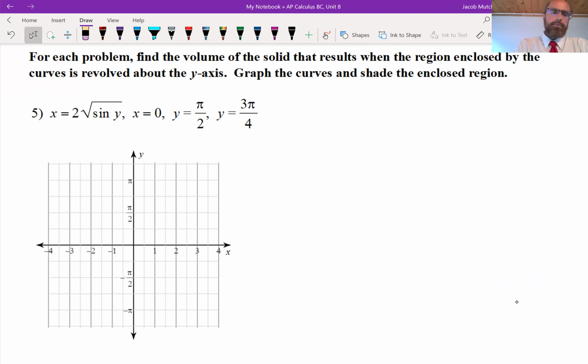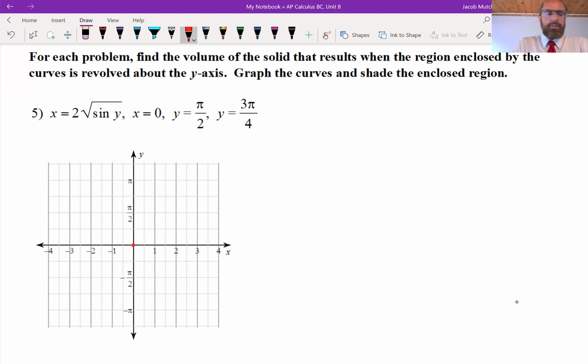Let's graph this relation to begin. So again, I just want to choose some y values and plug them in and calculate. So sine at 0 is going to be 0. Square root of 0 is 0. 2 times 0 is 0. So initially what we've got is the origin.